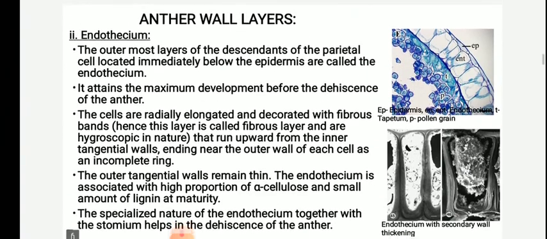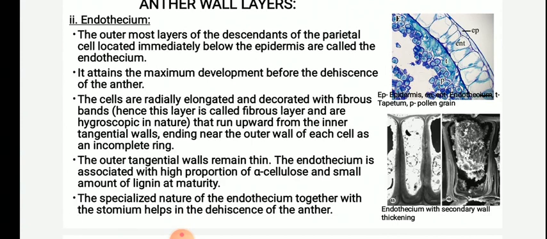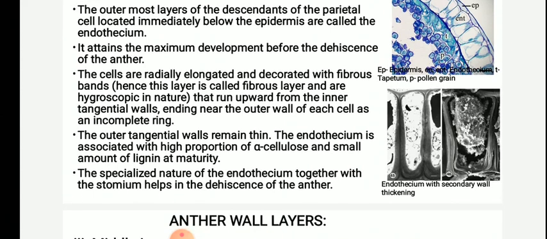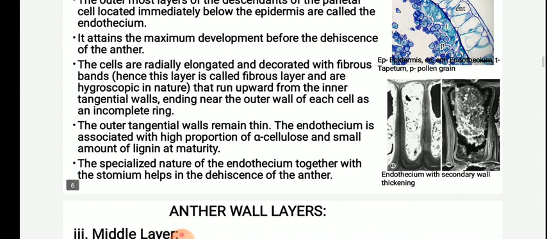So the second wall layer is endothelium. It is characterized by the presence of fibrous bands which run from the inner tangential wall to the outer region of the cell, and these fibrous bands are cellulose and lignin to some extent, and they help in dehiscence of the anther along with the stomium.